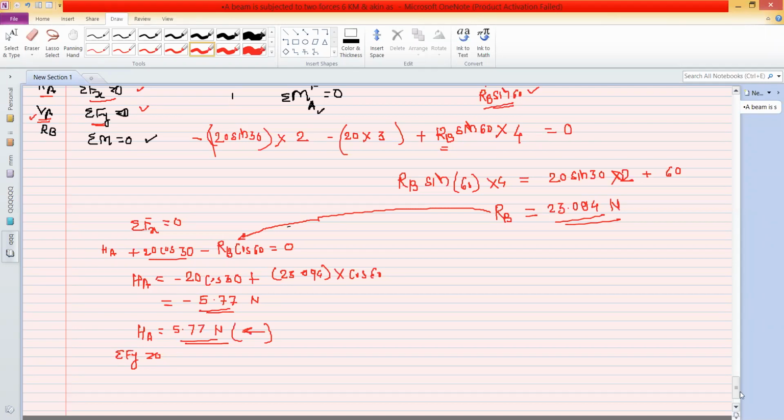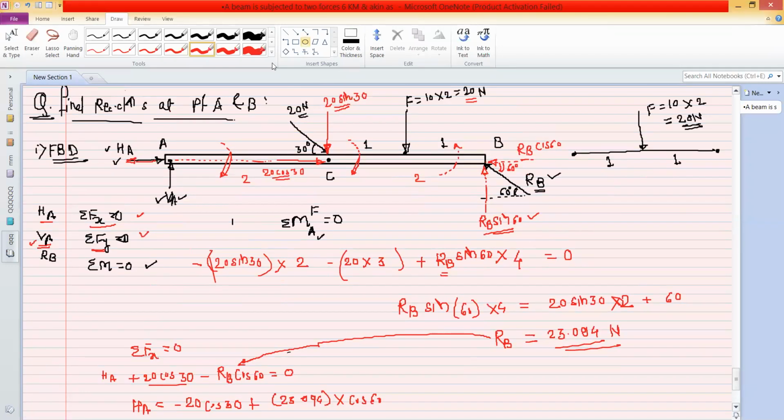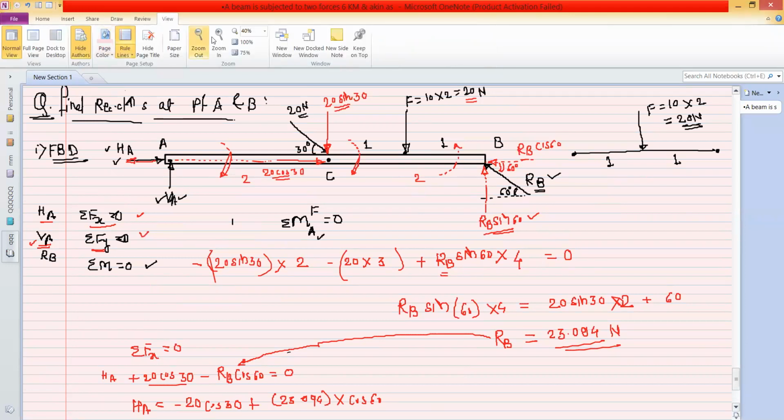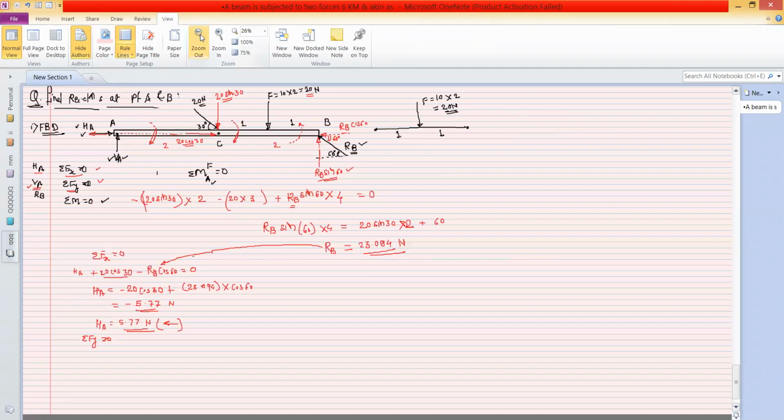So for Fy, consider the Y forces. First is Va, then 20 sine 30 in the negative Y direction, so minus 20 sine 30. Then minus 20, that is the point load because of the UDL. Next is RB sine 60, so plus RB sine 60. It is equal to 0.